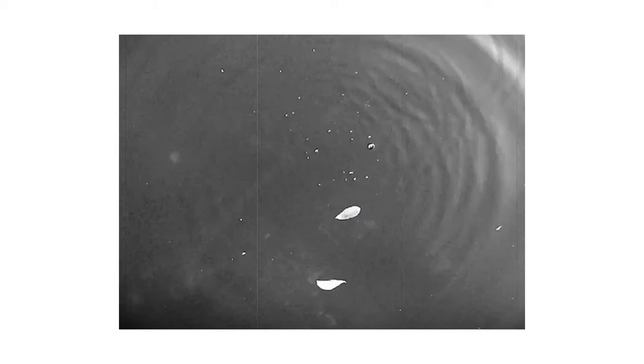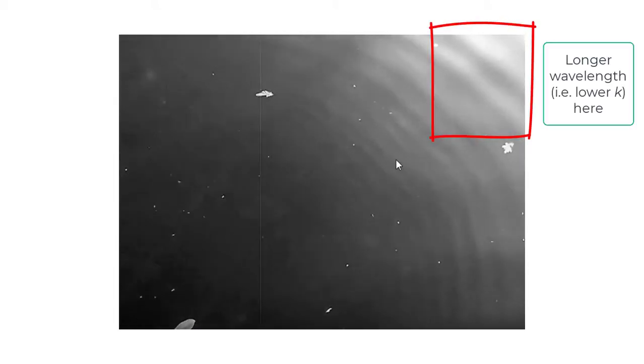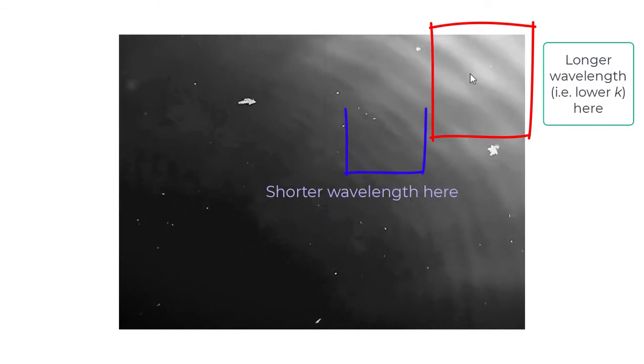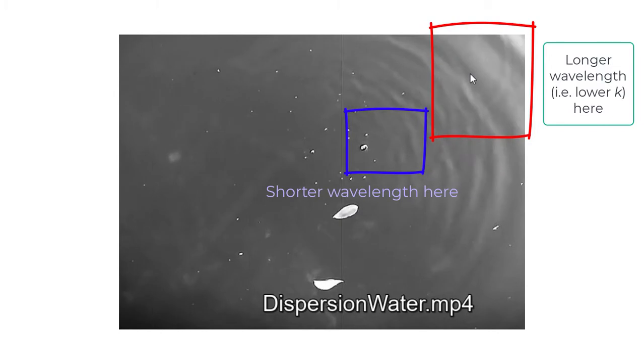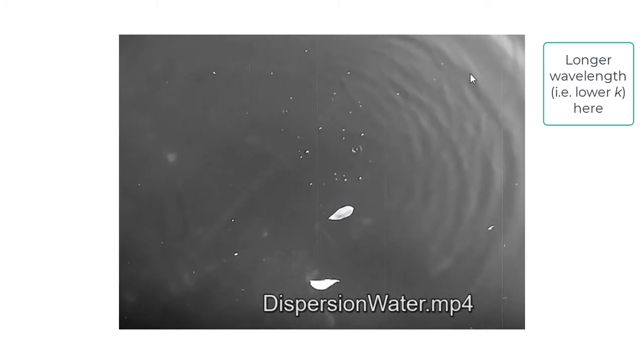So let me run this video, which I've played around with in terms of trying to enhance the contrast. This is a few seconds after I've dropped the stone, and you can see these ripples moving outwards. Now notice at the edge here, we've got longer wavelength, and in here we've got shorter wavelength. The longer wavelength waves are traveling faster than the shorter wavelength waves.